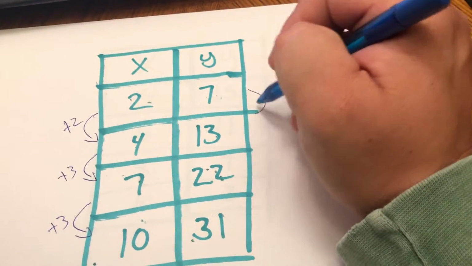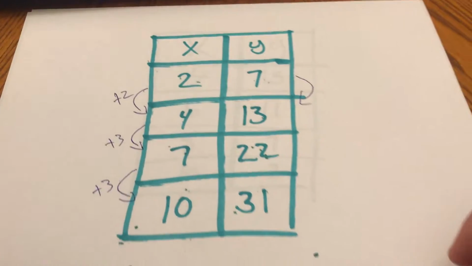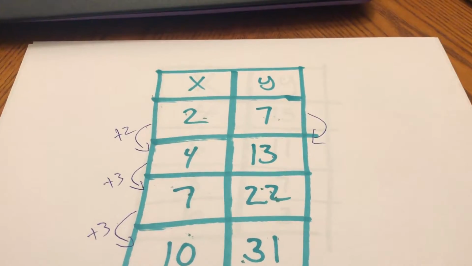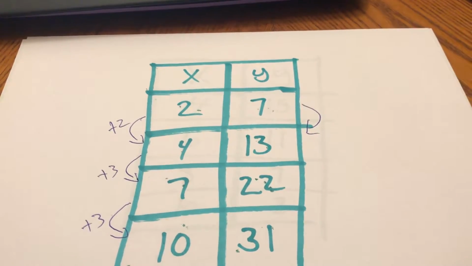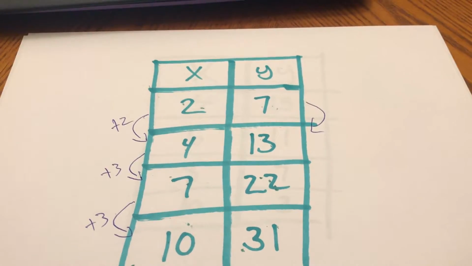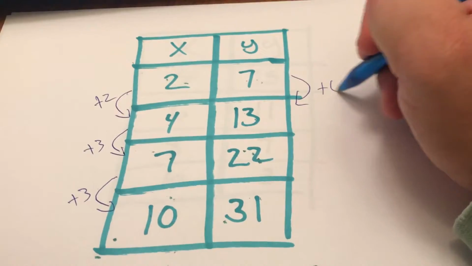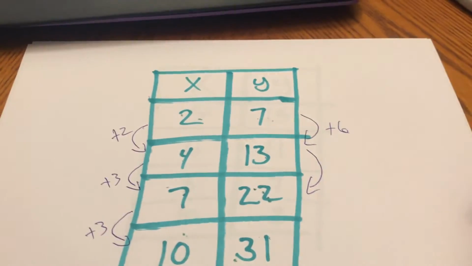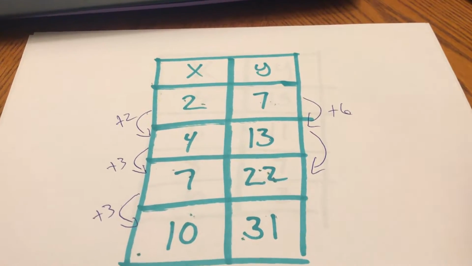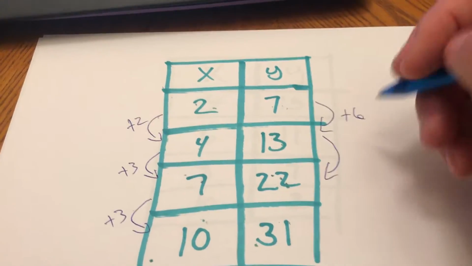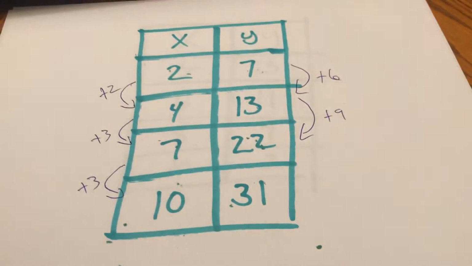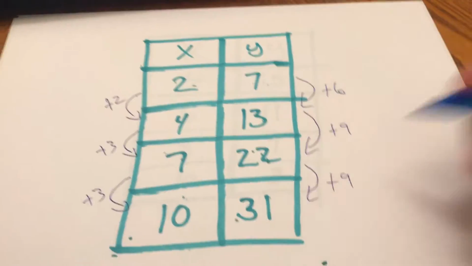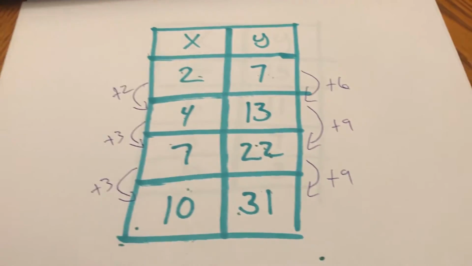Now we got to do some math. Now I'm going to start getting into some calculators in class, but 7 to 13, you can just see that would be 13 minus 7. And if you don't see it, that's just increasing by 6. And then from 13 to 22, if you're good with math, you can see that that's increasing 9. And then from 22 to 31 is also increasing by 9. So then we have all our differences.